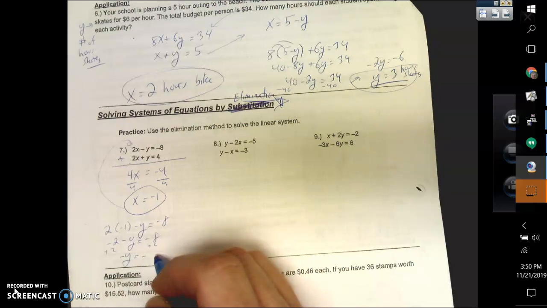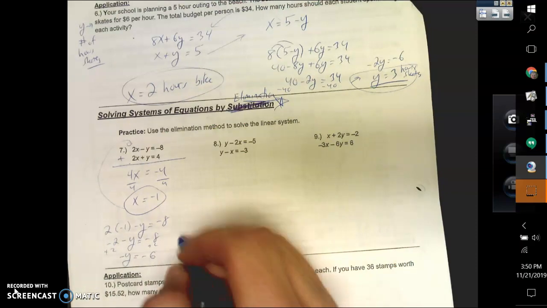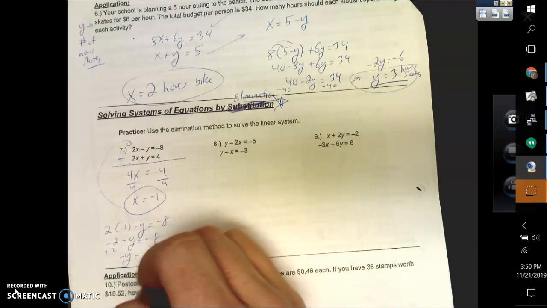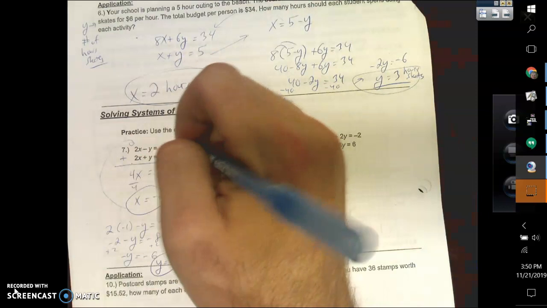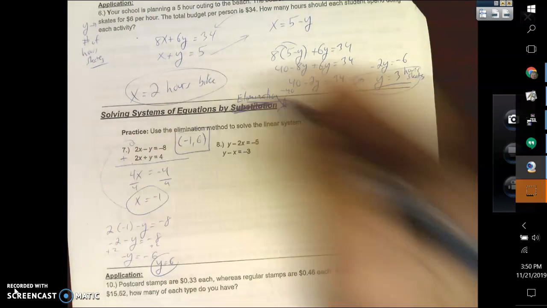Negative y equals negative 6. Divide both sides by negative 1. Y equals 6. So my final answer here is negative 1 comma 6.